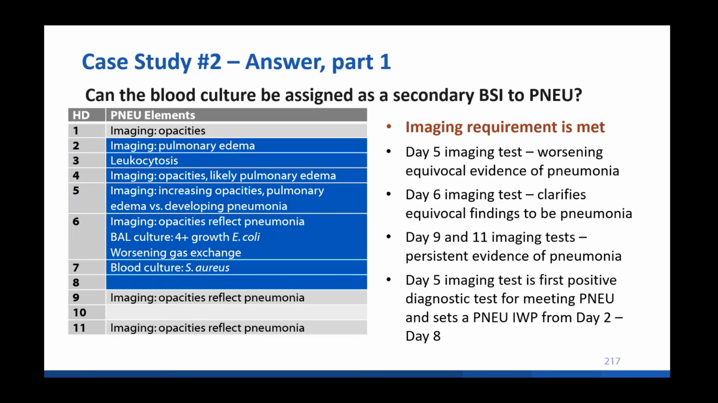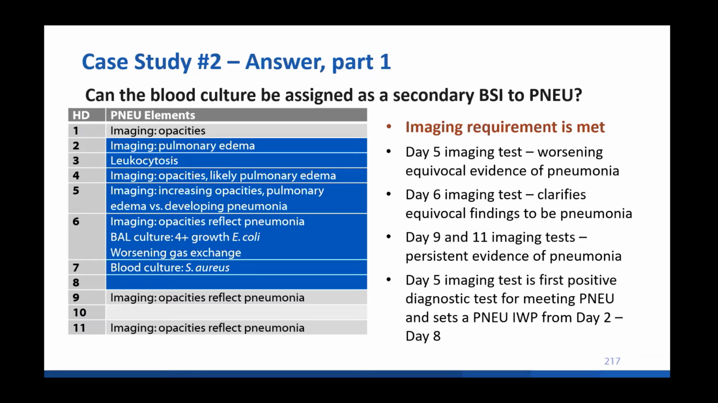All right, in this case, we are trying to determine if the day 7 blood culture can be assigned as a secondary BSI to pneumonia. The organism in the day 7 blood culture is an eligible organism for meeting pneumonia, and the blood specimen collection date is within the pneumonia IWP, or infection window period. So you will want to determine if pneumonia 2 can be met using the blood culture as an element, which it can, since there is also leukocytosis in day 3, and at least one qualifying sign and symptom, the day 6 worsening gas exchange, within the infection window period.